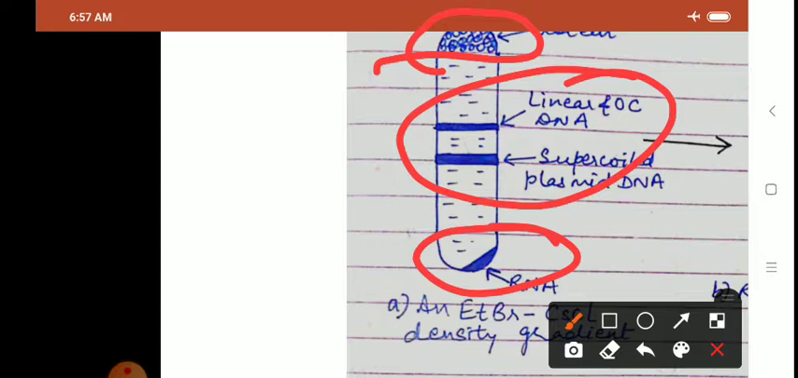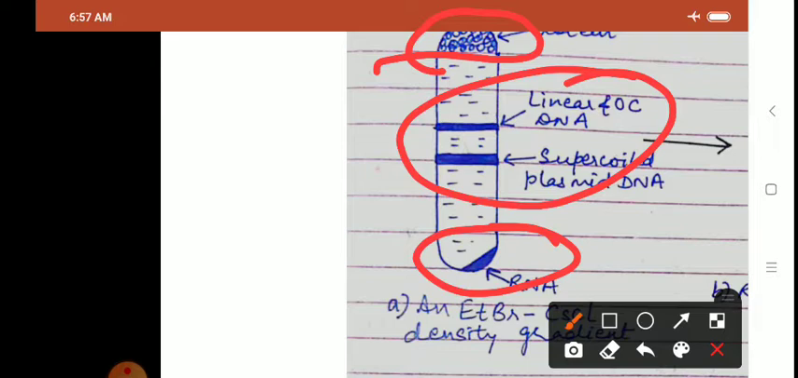More ethidium bromide enters the linear, non-supercoiled DNA, and hence its density decreases, right? So you can see the linear DNA band on the upper part, above the plasmid DNA. Supercoiled plasmid DNA does not bind as many molecules of ETBr, hence its density also decreases, but by a lesser quantity, right? So the plasmid DNA becomes heavier and the linear DNA becomes lighter.